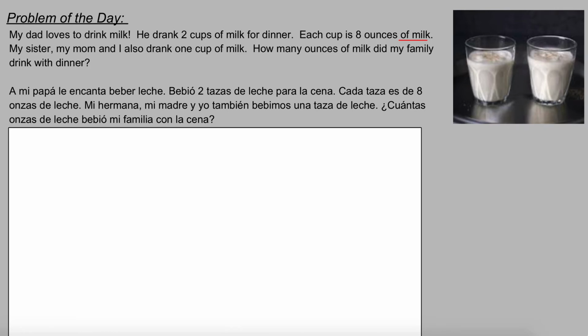Do you see those 2 cups of milk? Those were my dad's cups of milk. He drank 2 cups of milk for dinner. All right? But each cup was 8 ounces of milk. Now, we heard about ounces yesterday and we knew that a piece of bread was 1 ounce. That's how much something weighs. These are liquid ounces because milk is a liquid.